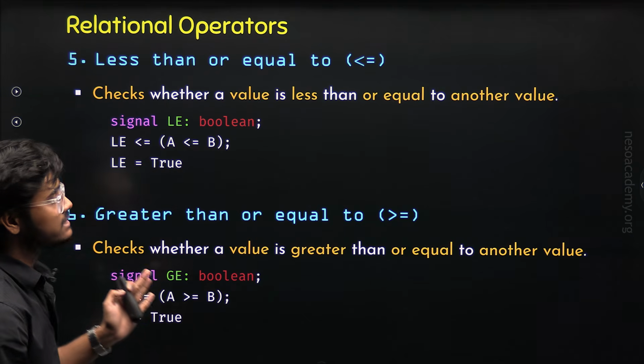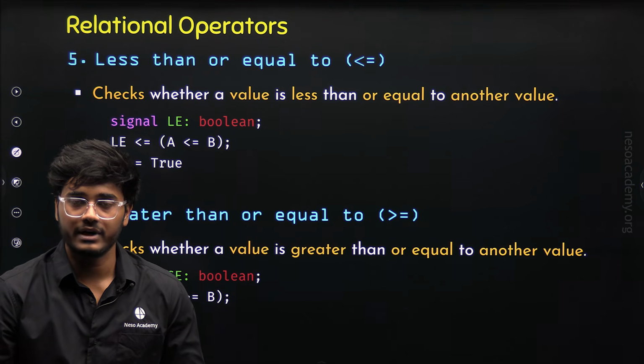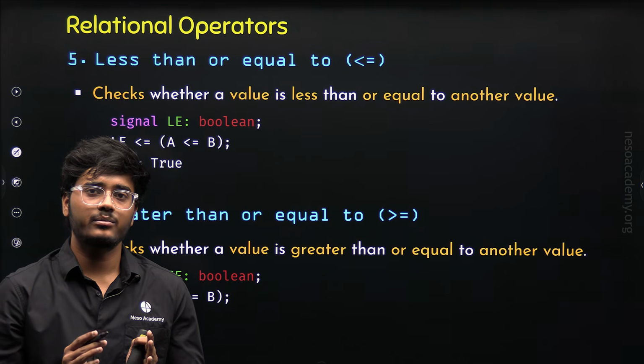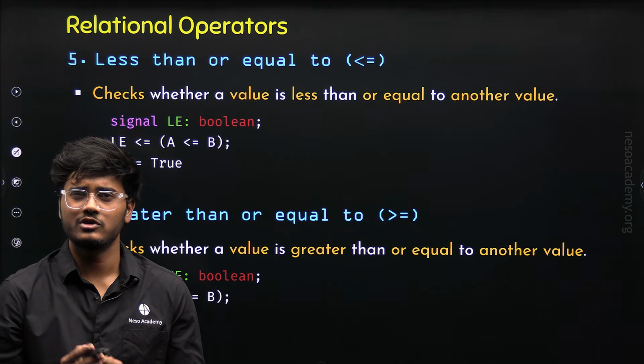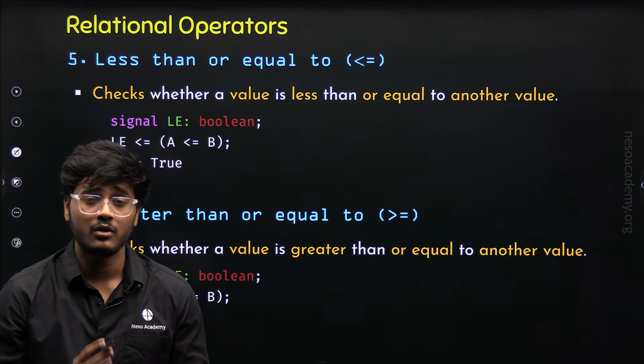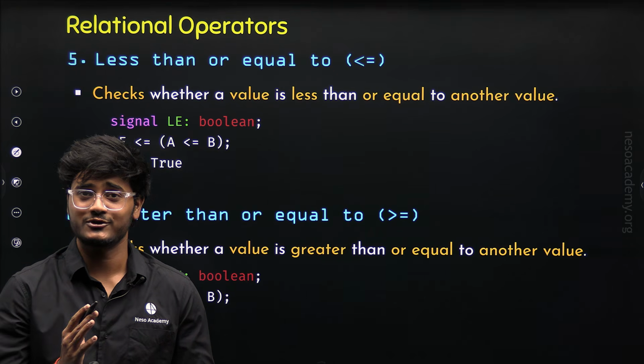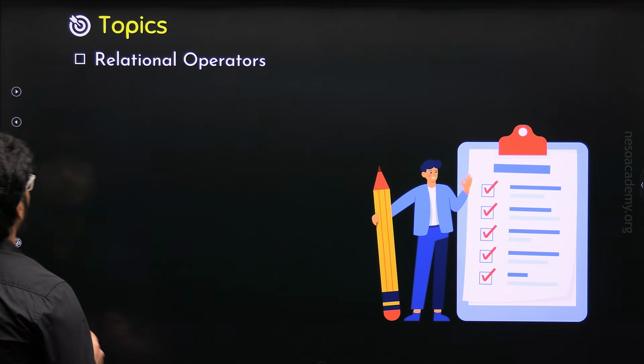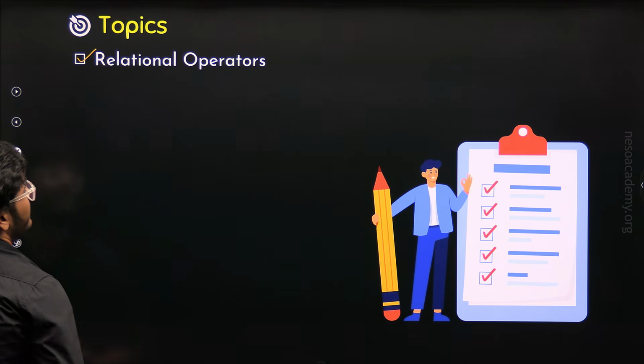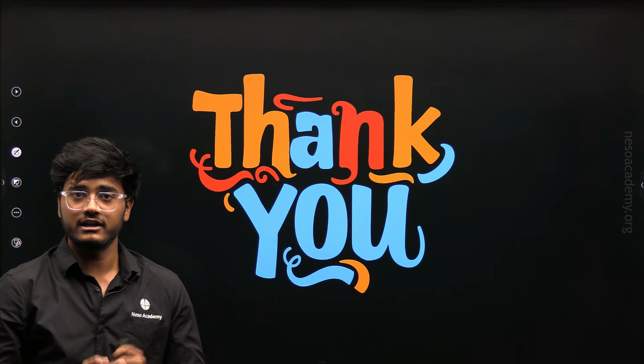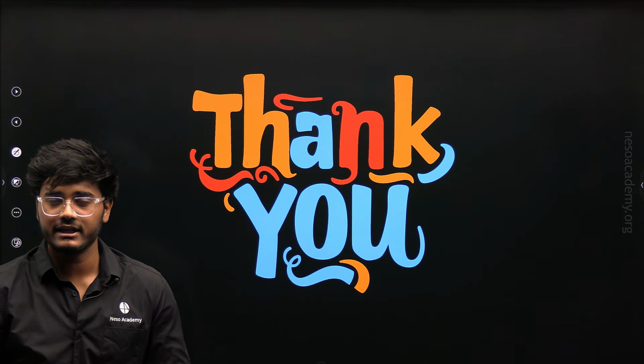So, I hope you understand all 6 relational operators because they are mainly used in if conditions, loops and decision making, which are very important. So, we are done with this topic of relational operators, which means we are done with this lecture. I will see you in the next one.